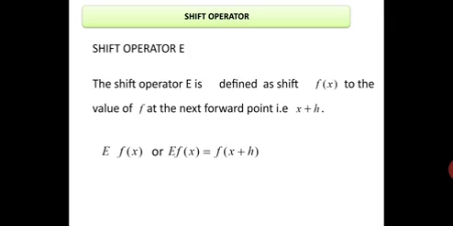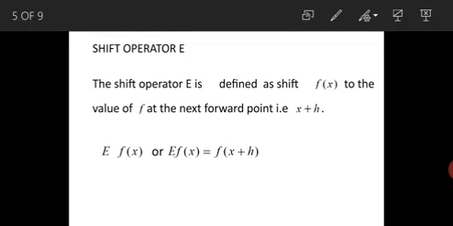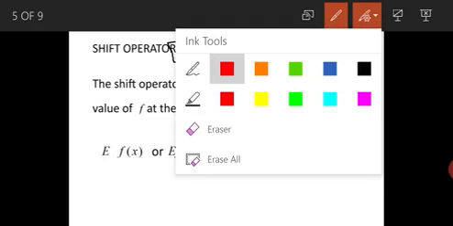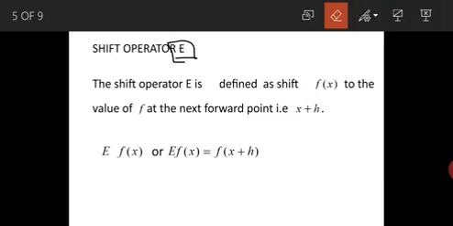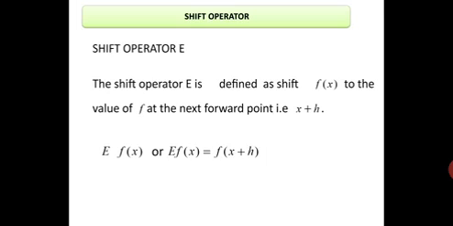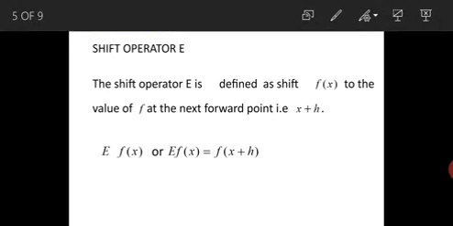So what do you mean by a shift operator? How is it denoted? The shift operator is denoted by the letter capital E. We can see it here. Here is the shift operator, capital E. We call it a shift operator.